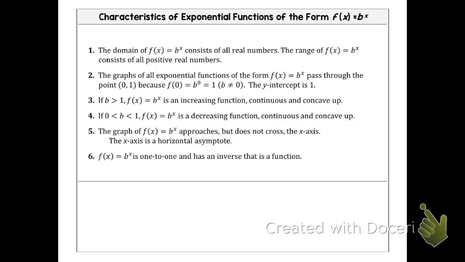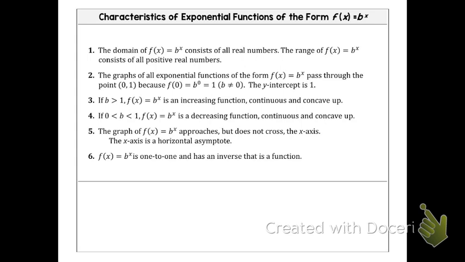The graphs of all exponential functions of the form f of x equals b to the x will pass through the point 0, 1, because f of 0 is equal to b raised to the 0 power, and anything to the 0 power equals 1. So your y-intercept is at 1. If b is greater than 1, then our function will be increasing, continuous, and it's concave up. If our b is between 0 and 1, our function is decreasing, continuous, and concave up.